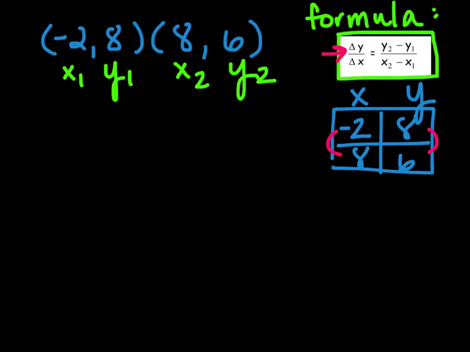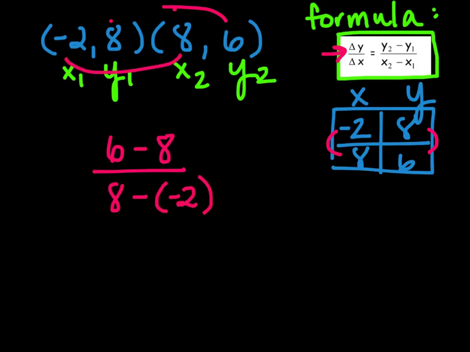So we're going to start with subtracting our y's. So here we have 6 minus 8. And then our x's. So here we have 8 minus a -2. So 6 minus 8 is actually -2, and 8 minus a -2 is actually a positive 10. So -2 over 10 is going to leave me with a slope.